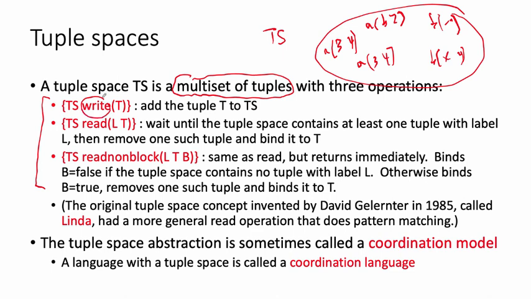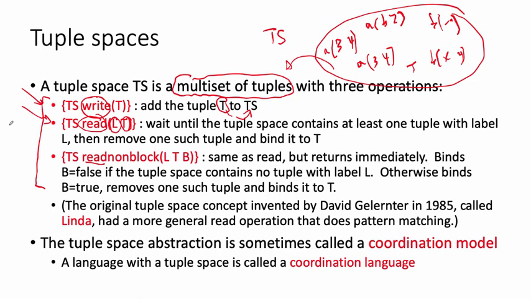We have write, read, and a non-blocking read. So let me explain the write. Write is very simple. You put in the tuple, the new tuple t goes in the tuple space. Read is also simple. You wait until the tuple space has a tuple with label L, and then you remove it and bind it to T. So basically you bring the tuple out. But you will wait until something is there.